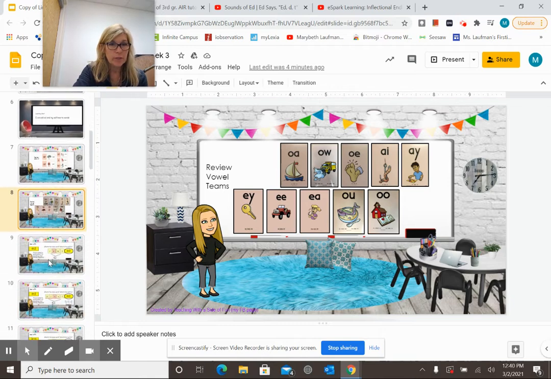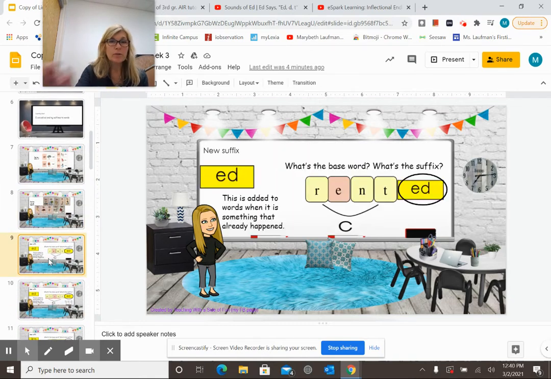Great job, first graders. Today we are going to learn about something new, suffixes, and we know suffix S. We're really good at that, but today we're going to learn about the ed suffix and the ing suffix. So a suffix is something that's added to the end of a word, and the base word is this word here, and then the suffix is added to it. And if we take away the suffix, we still have the word.